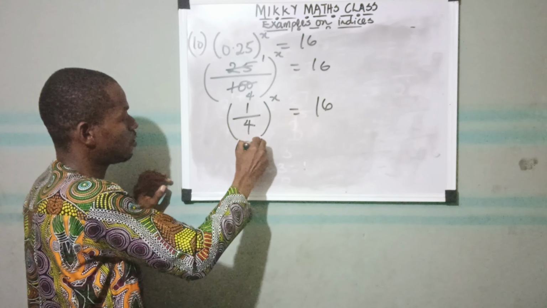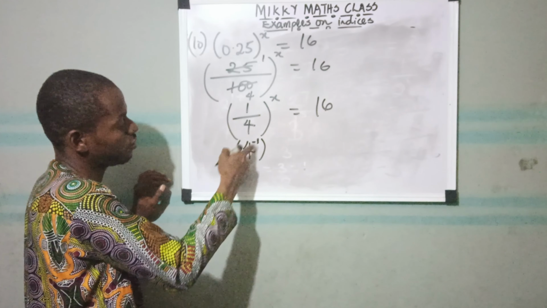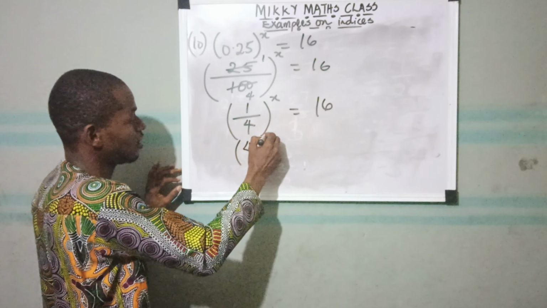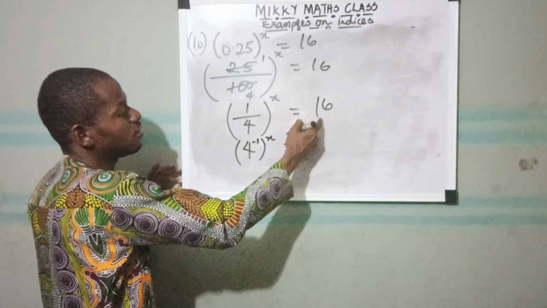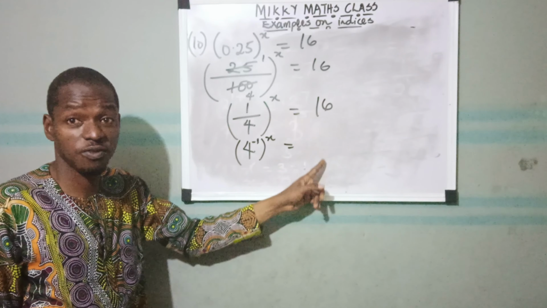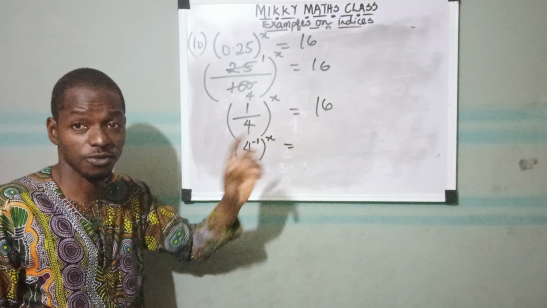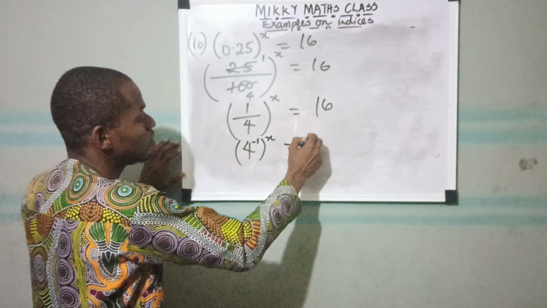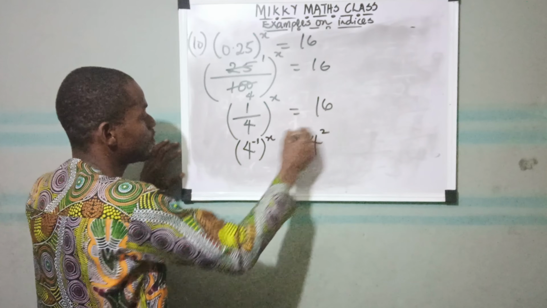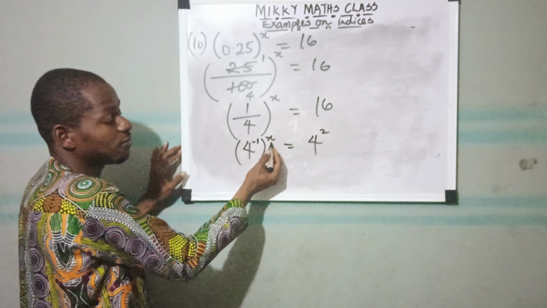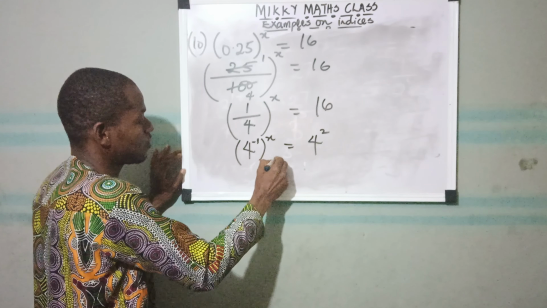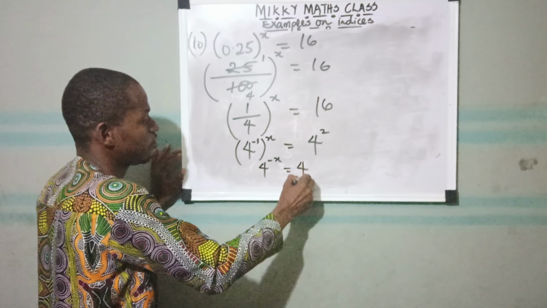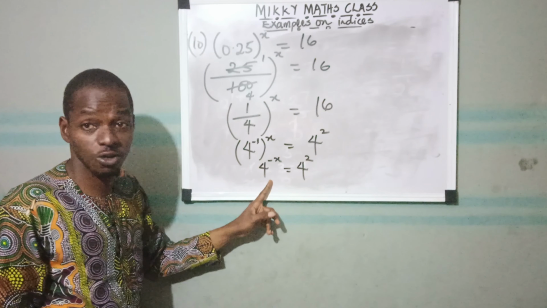The reciprocal of 1 over 4 is 4 raised to the power minus 1. So this is x, our power, our index is still there. The same thing, this 16 can be written as 4 raised to the power of 2, because 4 times 4 is 16. So minus 1 times x, that's 4 raised to the power of minus x, is equal to 4 raised to the power of 2.